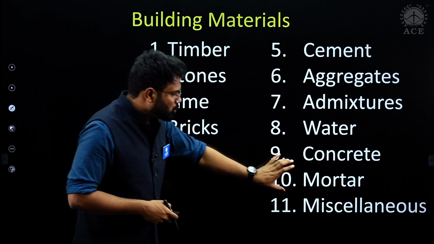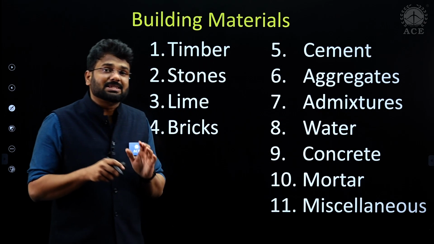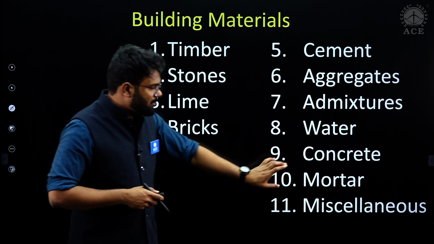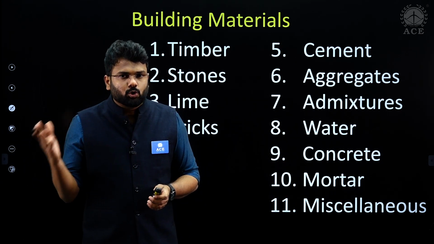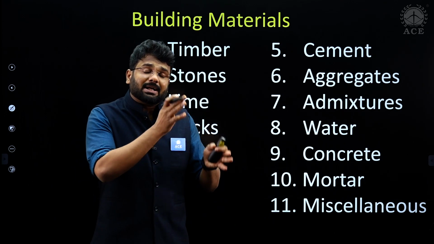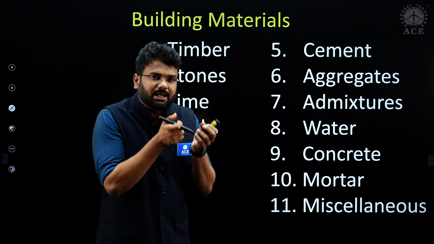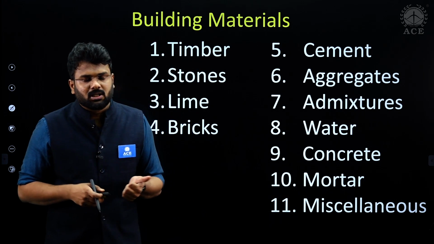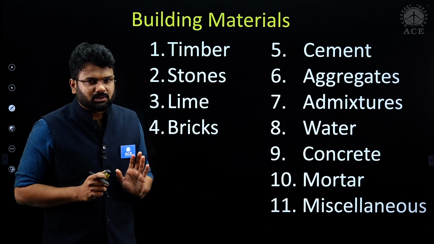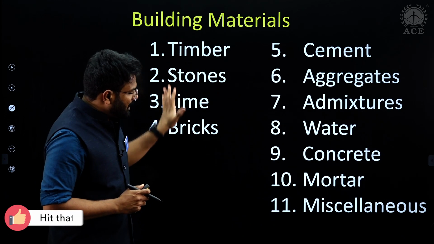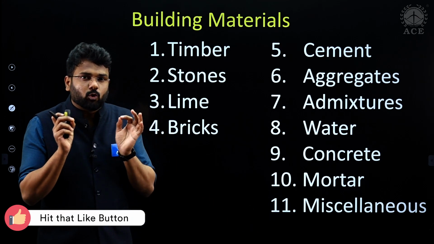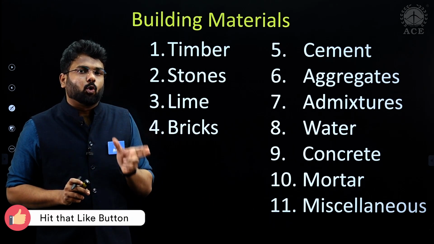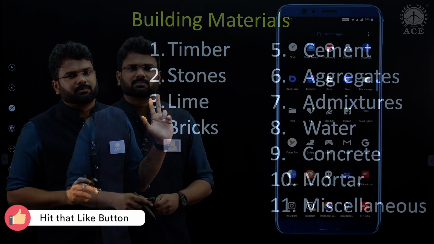After this, we have 2 chapters which are Mortar and miscellaneous. In Mortar, depending on the usage, we will find out in which proportion we have to mix the ingredients. In the miscellaneous chapter, we have our paints, steel and a few other topics. Clear? So these will be the 11 chapters we have to understand in the complete course of building materials.